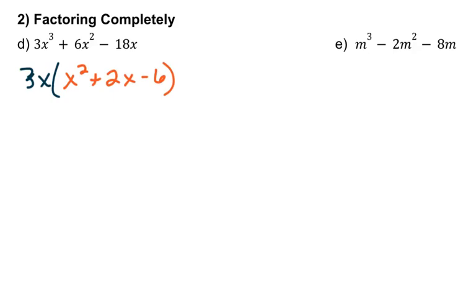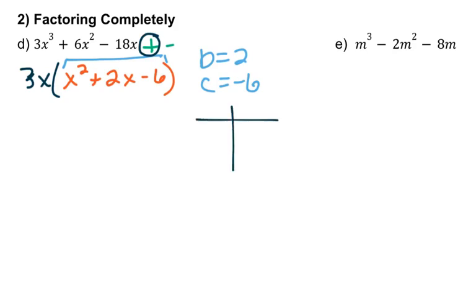So now that I have 3x factored out, we have a pretty easy looking trinomial in here that looks like we can factor. So let's go ahead and factor. Now let's think about, we have our b is 2 and our c is negative 6. That tells me we need a positive and a negative, and since our b is positive, our bigger number will be positive. So let's think of two numbers that when you add together you get 2, and it's going to be a positive and a negative, and when you multiply you get negative 6. What would that be?